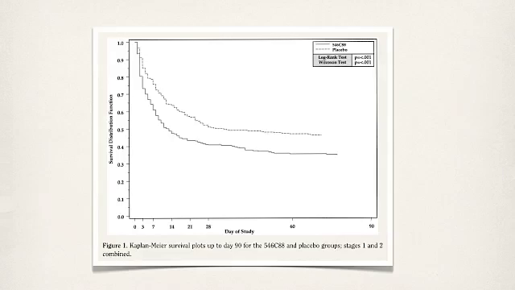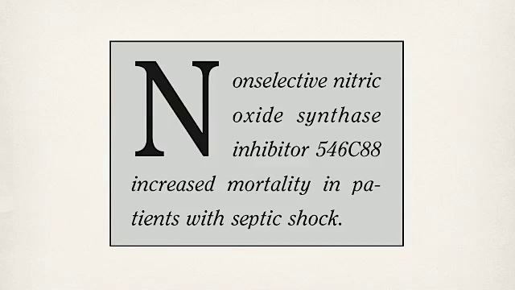But what's more important here is if you look at the Kaplan-Meier survival plots, you see that patients who received NOS inhibitors had a higher mortality compared to those who received placebo. So basically the conclusion is non-selective nitric oxide synthase inhibitor increased mortality in patients with septic shock. So no role for it. We still use methylene blue as a last resort. Sometimes it works, sometimes it doesn't, and probably if it works, it's just a time-sensitive issue rather than a true value of the drug.